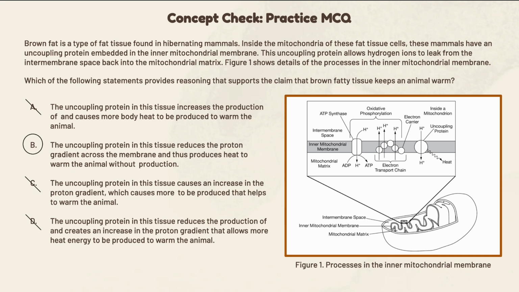So the correct answer choice happens to be option B, and this choice is correct because the uncoupling proteins cause a reduction in the proton gradient across the inner mitochondrial membrane as protons constantly leak into the matrix. Heat energy is released as the protons move, but less ATP is made because of the decreased concentration of the hydrogen ions available to move across ATP synthase.